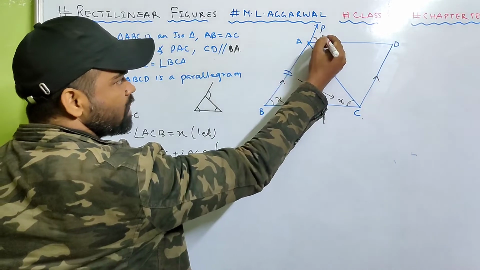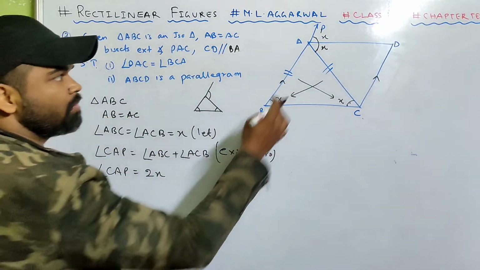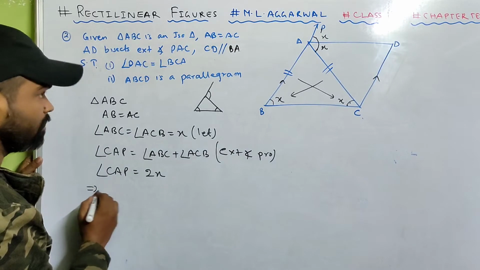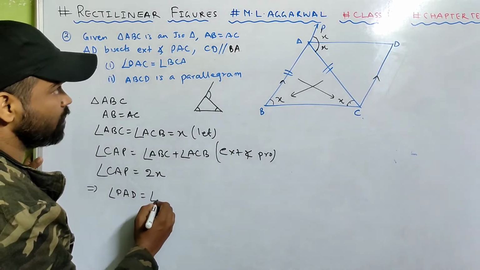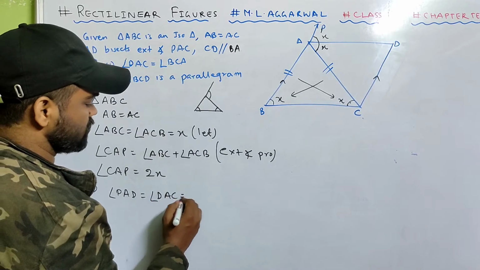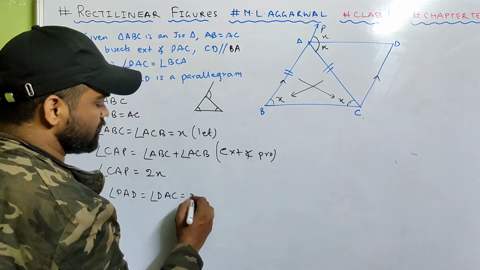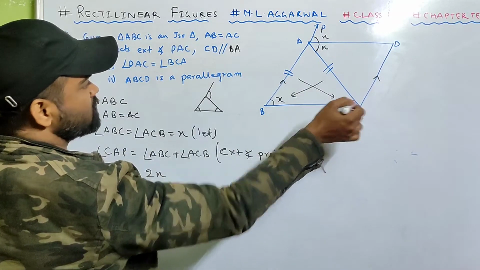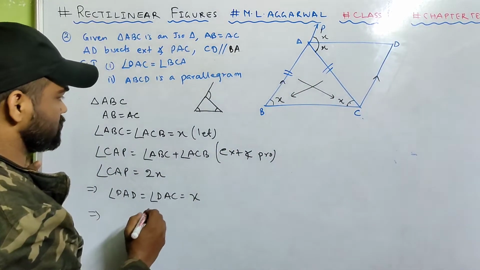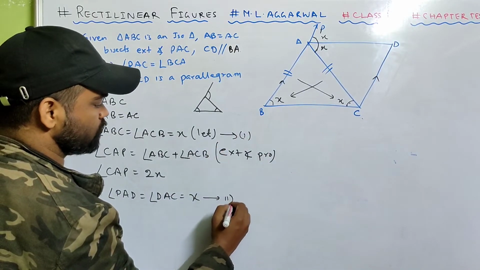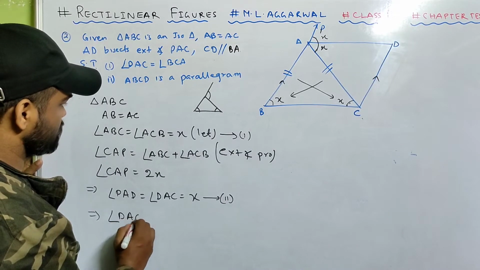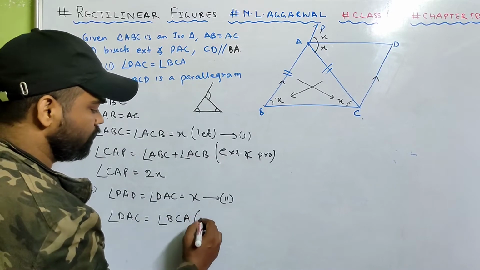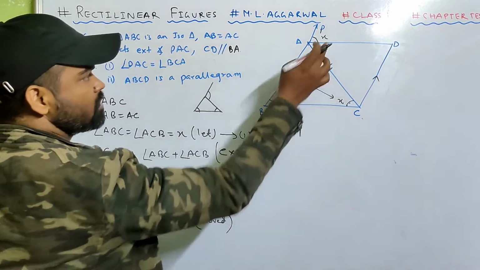So if this entire angle is 2x, I can say that this angle and this angle are x. Why? Because AD bisects angle PAC, which simply implies angle PAD is equal to angle DAC is equal to 2x by 2, that is x. Both the angles are x. Now, angle DAC is x, angle BCA is x, which simply means that this is suppose 1 and this is suppose 2. So from 1 and 2 we can say that angle DAC is equal to angle BCA. ACB or BCA? See, proved. So we proved that these two angles are equal.